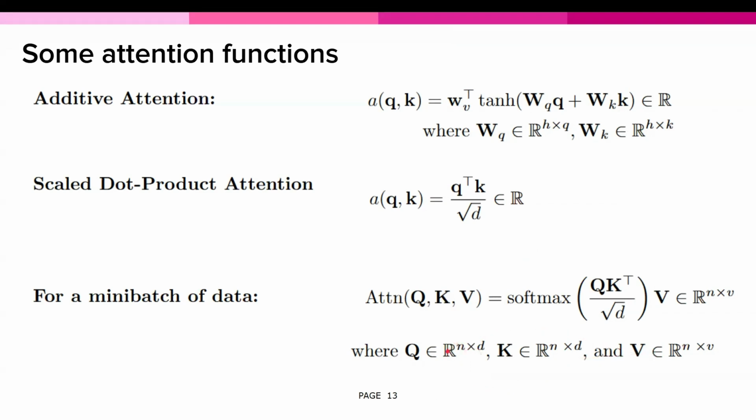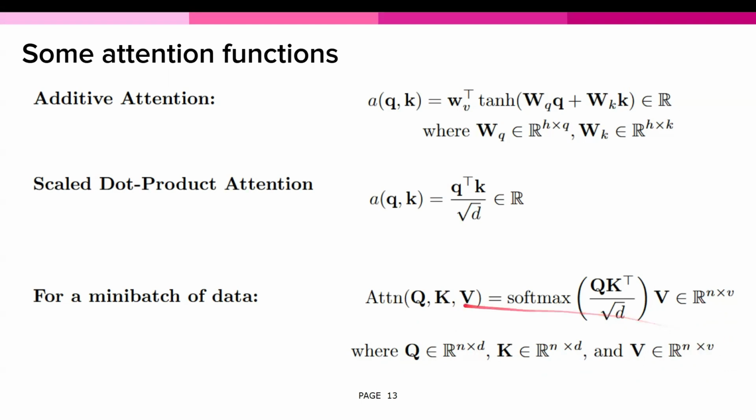collections of queries, keys, and values respectively. So then we'd have N queries, N keys, and N values. And so the queries and keys need to have the same dimensionality, so each of those vectors is dimensionality D. But then the values don't need to be the same dimensionality as the queries and keys. They can live in some other space.